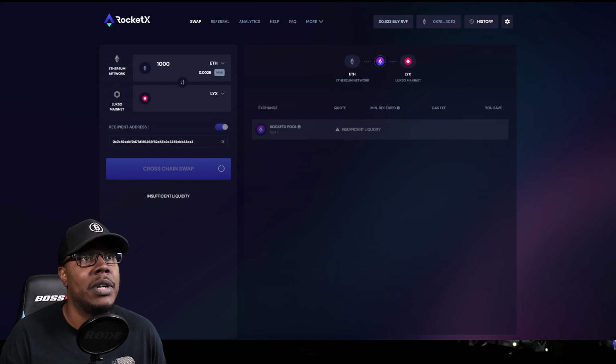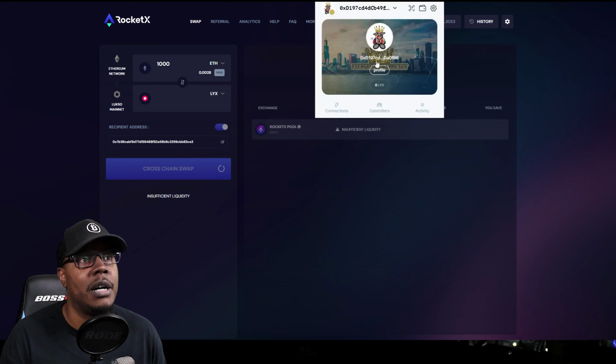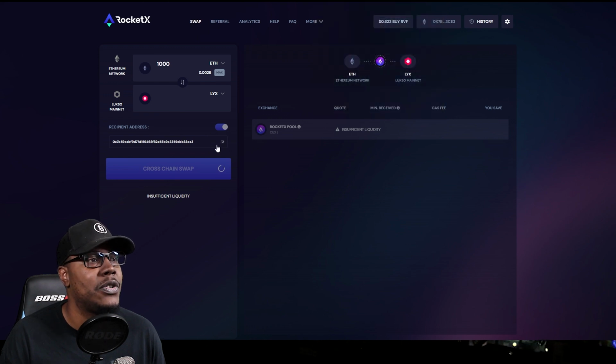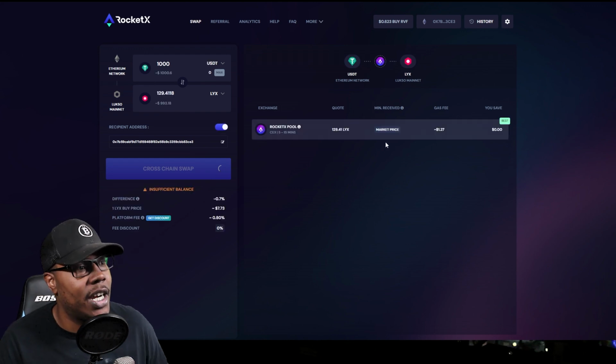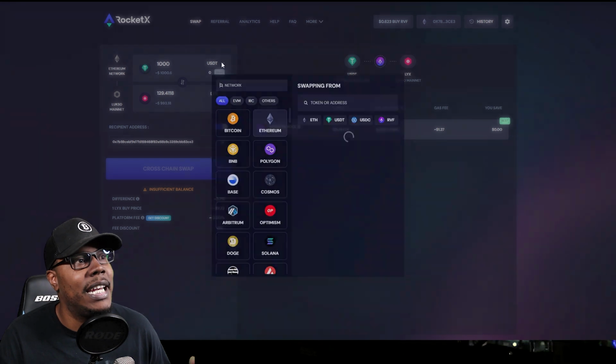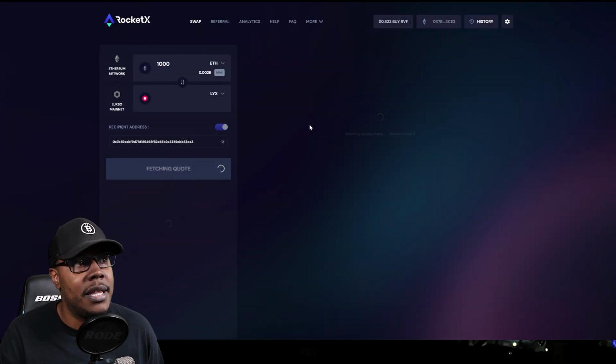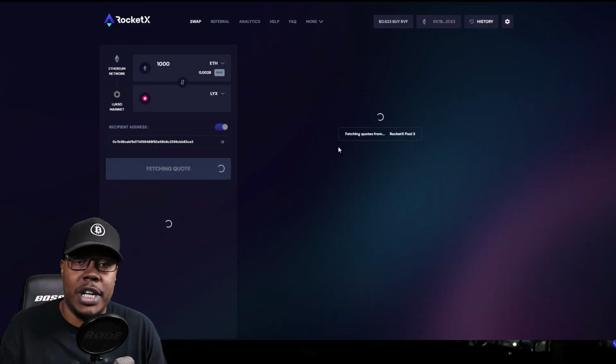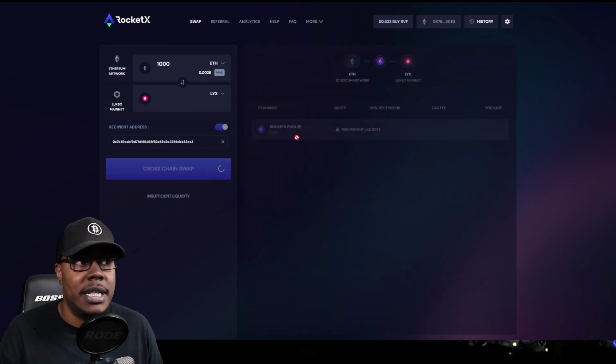Then what I want to do is take my UP address, which I copied right here, and post it in the recipient address section. It froze. So what happened there, when I thought it had froze, was there isn't any liquidity with trading ETH into Lukso, because the trading pair for Lukso is with USDT. So we can see it says insufficient liquidity right here.